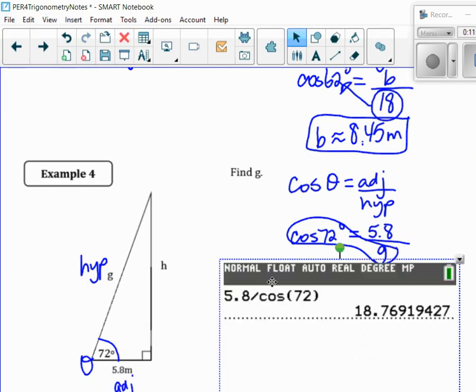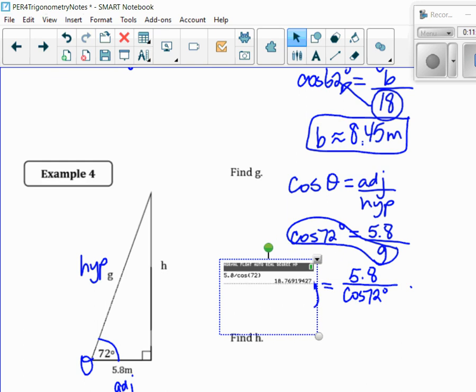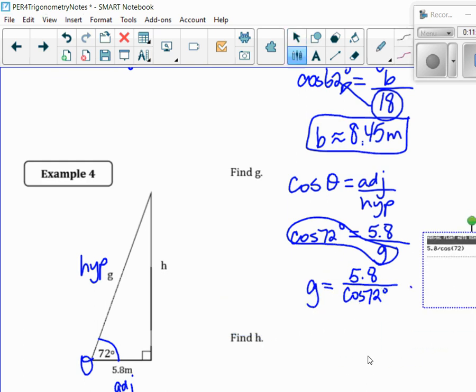Okay. And does that make sense? You would get a bigger number than 5.8. Yeah, it's the hypotenuse, right? So G is approximately 18.77 if you want to round. And that would be meters again.